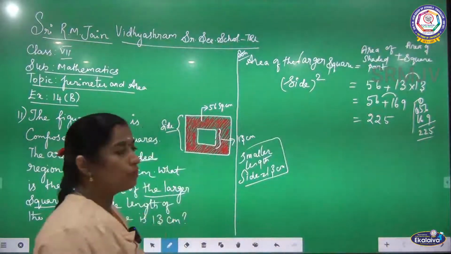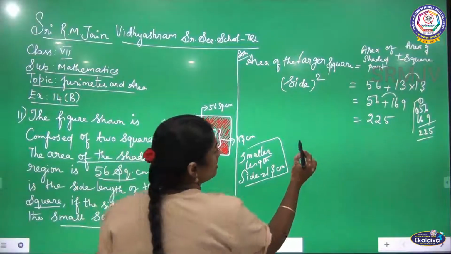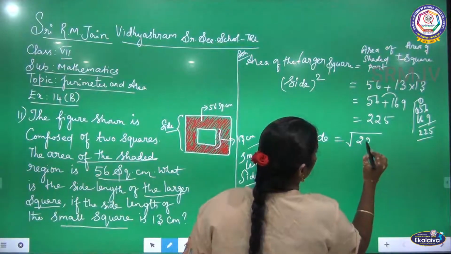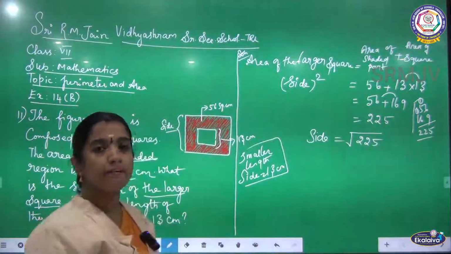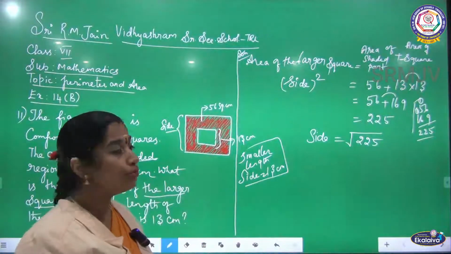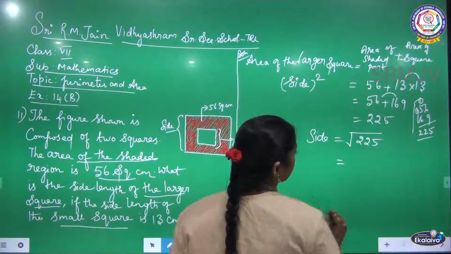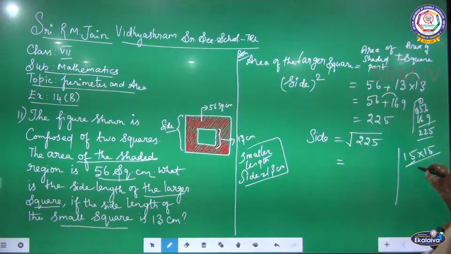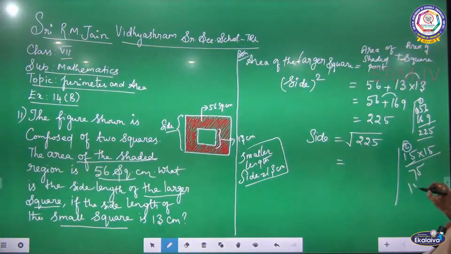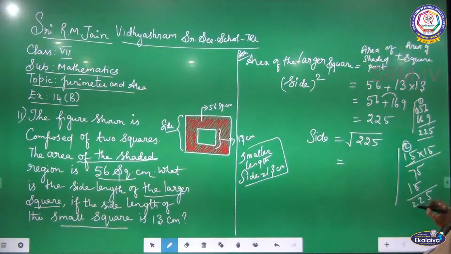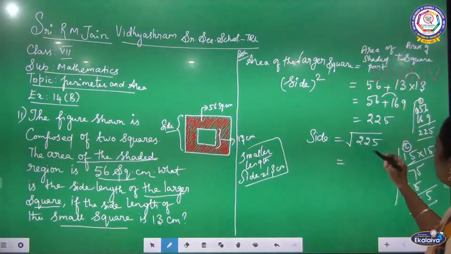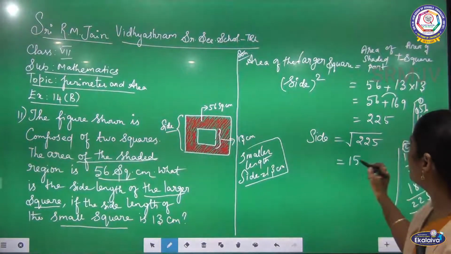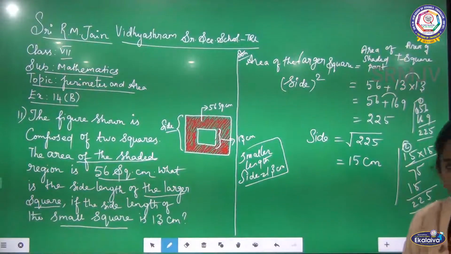I am going to find out the side. So listen. Side is equal to square root of 225. Got it? See, which is the perfect square of 225? Five, 5, 9. So, square root of 225, which is what? 15. Can you clear this? So, write the unit. 15 centimeter is your unit.